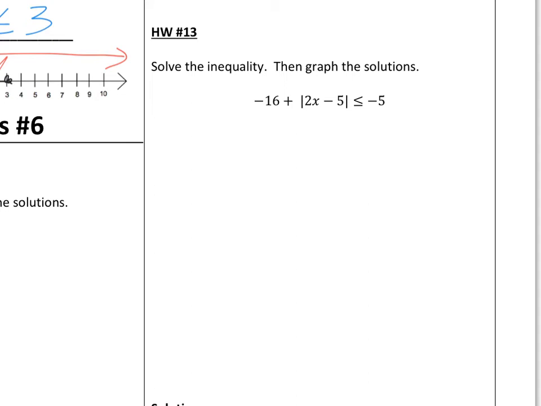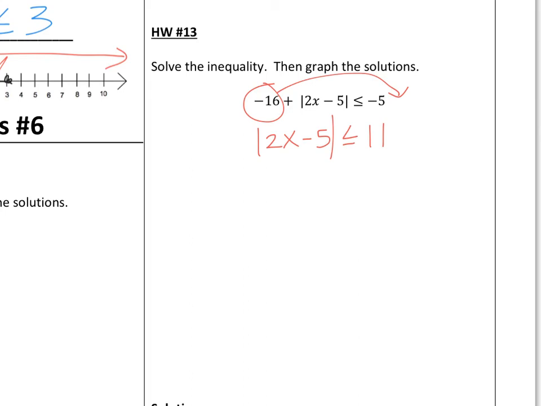Now be careful on this one, because it kind of looks like it's just like the one before where it says less than a negative again. But on this one, there's something outside the absolute value, so maybe this one isn't really negative. So the first thing we need to do before we drop that absolute value is put that 16 over on the other side, make it positive 16. So really this problem is 2x minus 5 is less than or equal to -5 plus 16, which is 11.